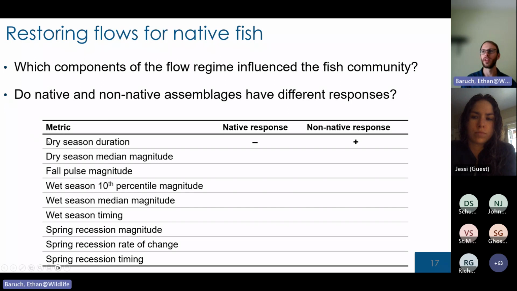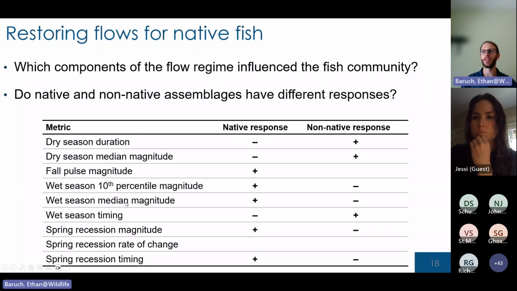So, for example, the dry season duration, we found that a longer dry season, so a greater value of this duration, was negatively associated with the native fish community, but had a positive effect on the non-native community. So longer dry seasons tended to benefit non-native fishes and be detrimental for the native fish community.